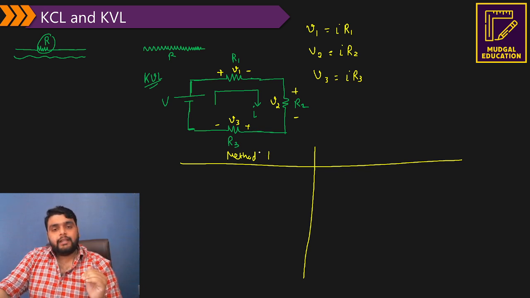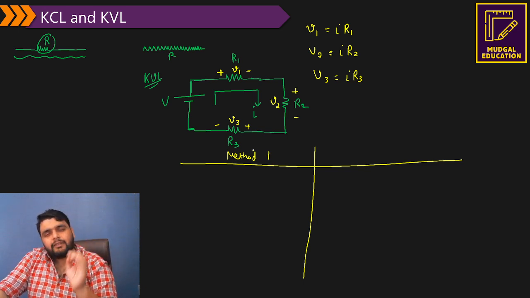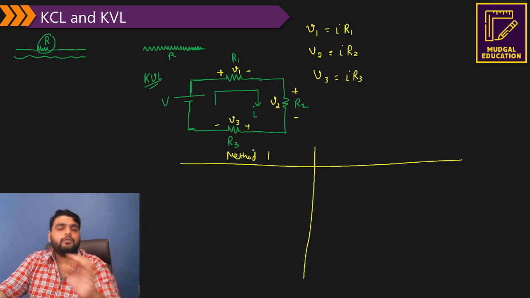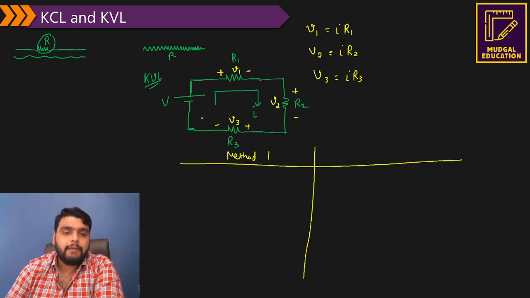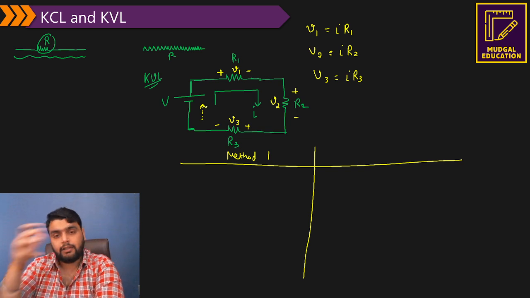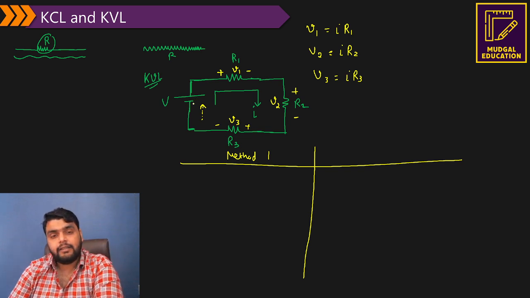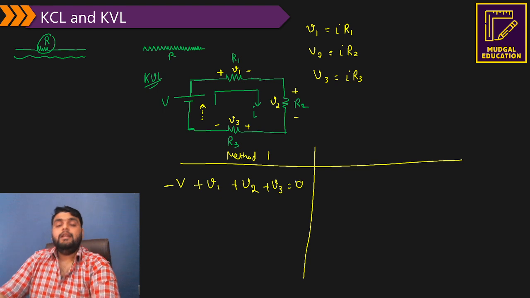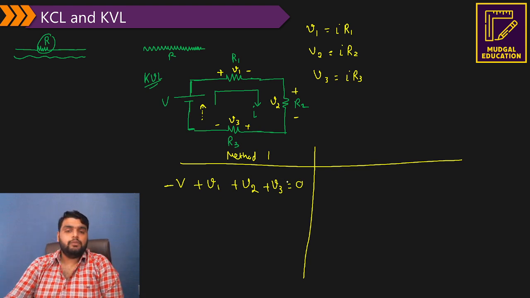You just move in the direction of current, and whatever sign you see first, you put that sign there. For example, I'm going to move in this direction, the clockwise direction. I can see there is a negative sign here, so it will be minus V. Moving further, there is a positive sign here, so plus V1. Moving further, there is a positive sign, plus V2. Moving further, plus V3 equal to 0. So that's the first method you can use here.